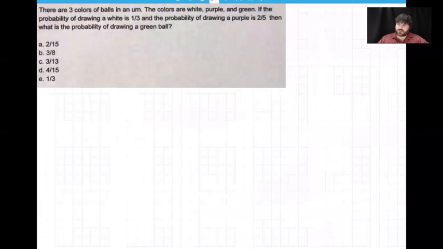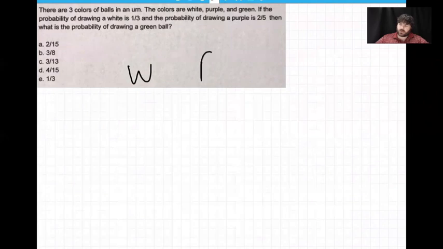All right, there are 3 colors of balls in an urn. The colors are white, purple, and green. If the probability of drawing a white is 1/3 and the probability of drawing a purple is 2/5, then what is the probability of drawing a green ball? All right, there's only white, purple, and green. Probability of white is 1/3. Probability of purple is 2/5.